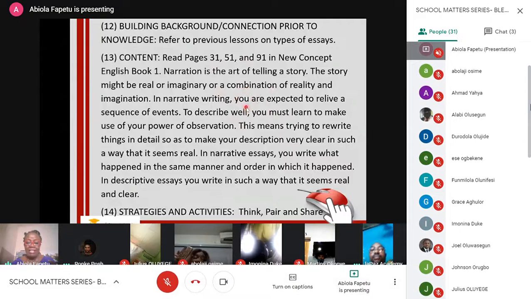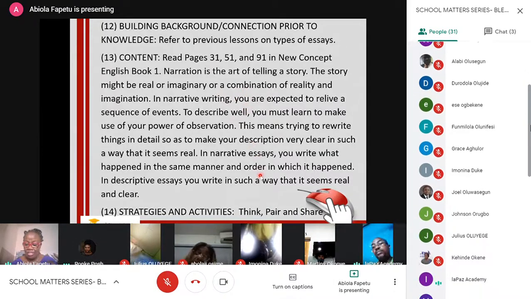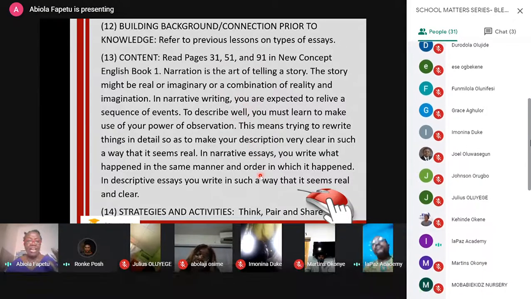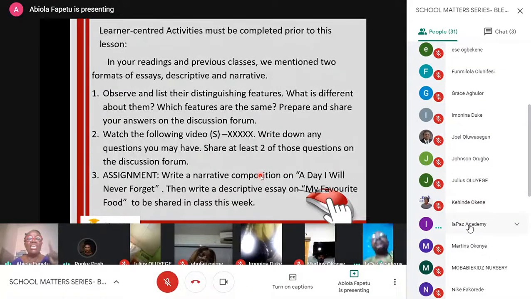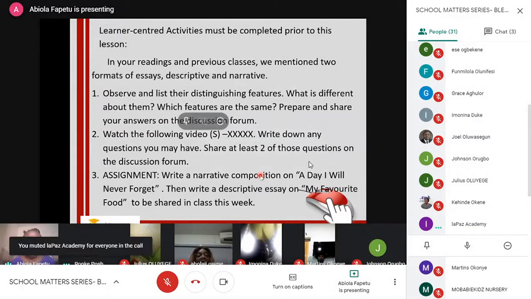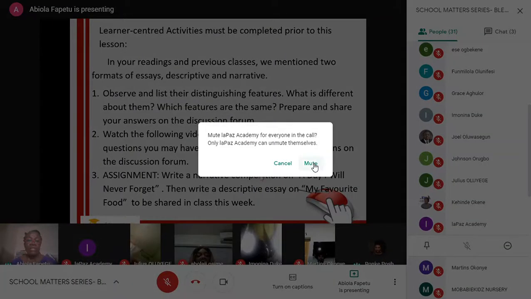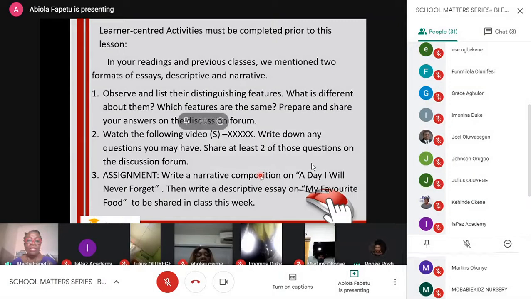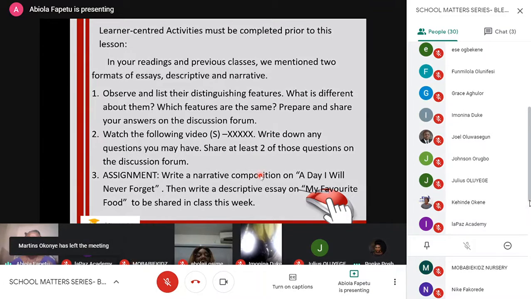And then we get to our strategies to pair and share. And we now give them learner-centered activities. And it must be completed prior to the lesson. So in your readings and previous classes, you mentioned two formats of essays, descriptive and narrative. We now tell the students, before coming to class, now observe and list their distinguishing features.